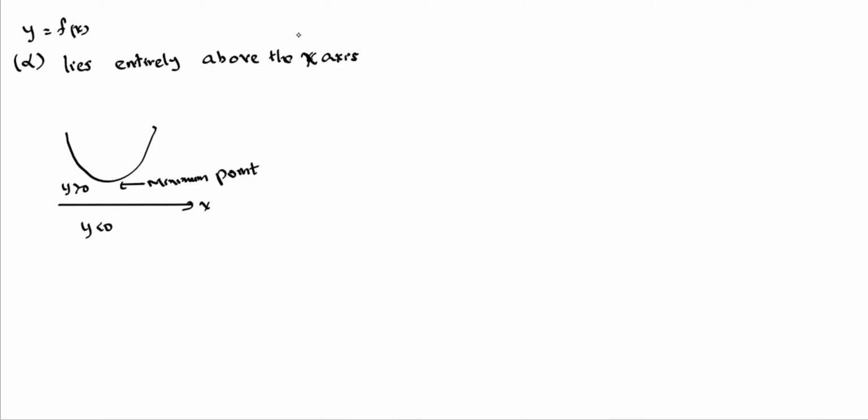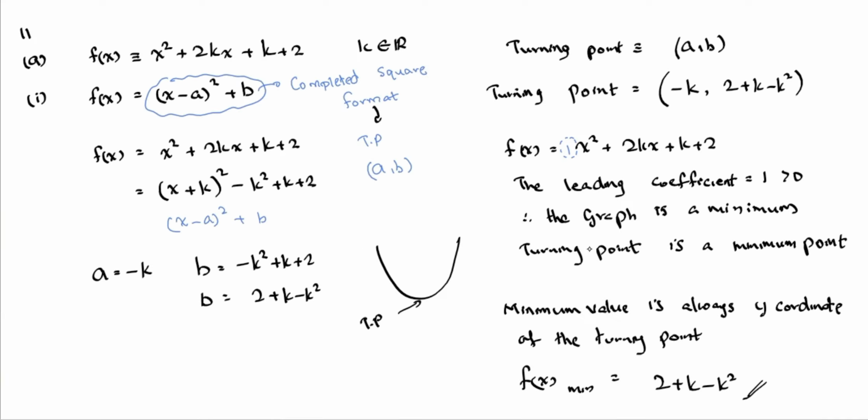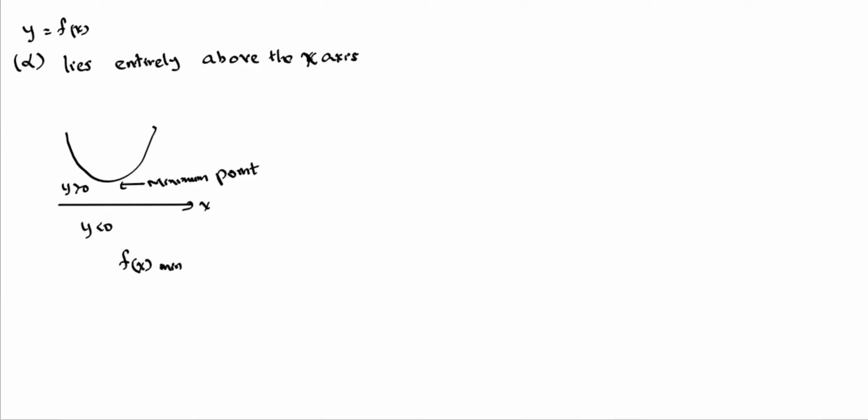So when they say the curve lies above the x-axis, this means the minimum point also lies above the x-axis. You can say f(x) min lies above the x-axis. What is this supposed to mean? f(x) min is positive. Now, you already know the value of f(x) min. We got 2 plus k minus k squared. So you can say 2 plus k minus k squared is positive.